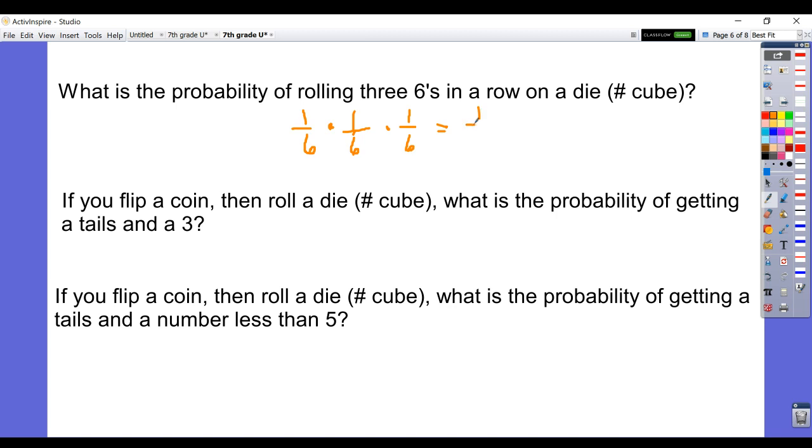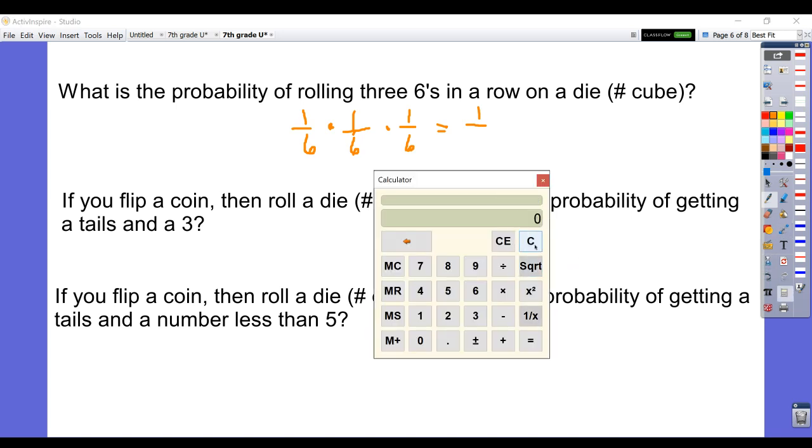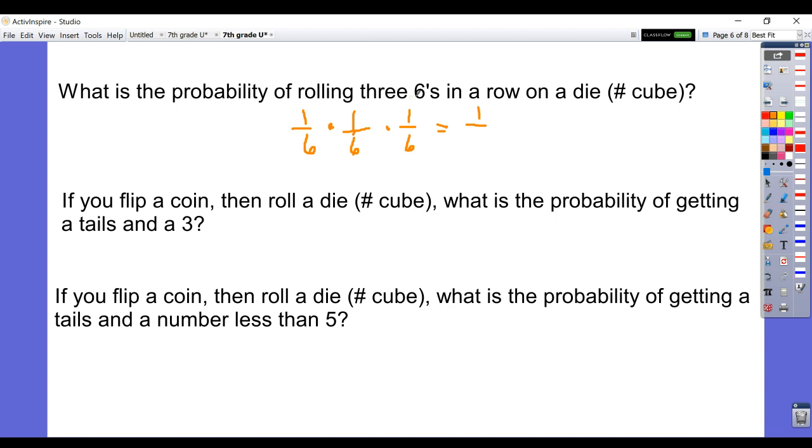Well, 1 times 1 times 1 is 1. 6 times 6 is 36. And 36 times 6, I feel like I should probably know it. I want to say 216. Yep, 216. So it's 1 out of 216 probability of getting 3 6s in a row.